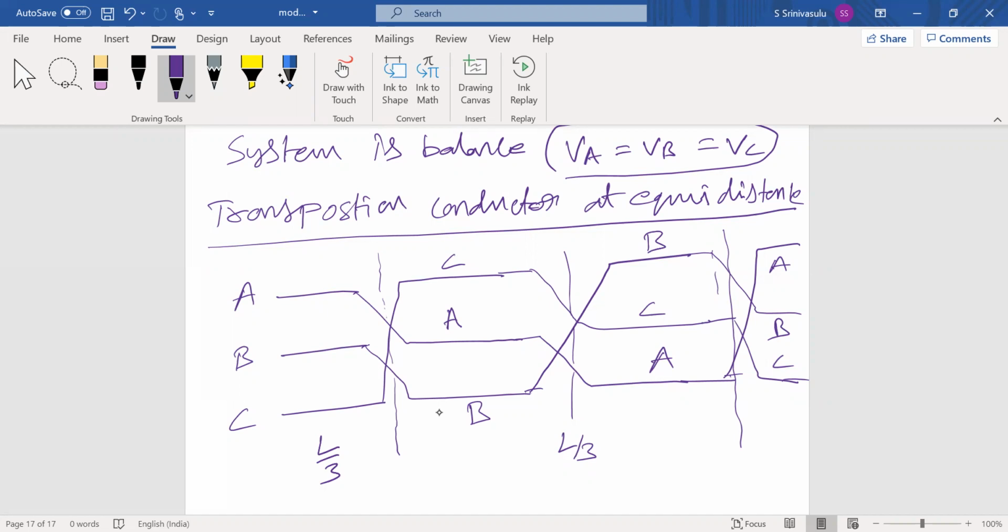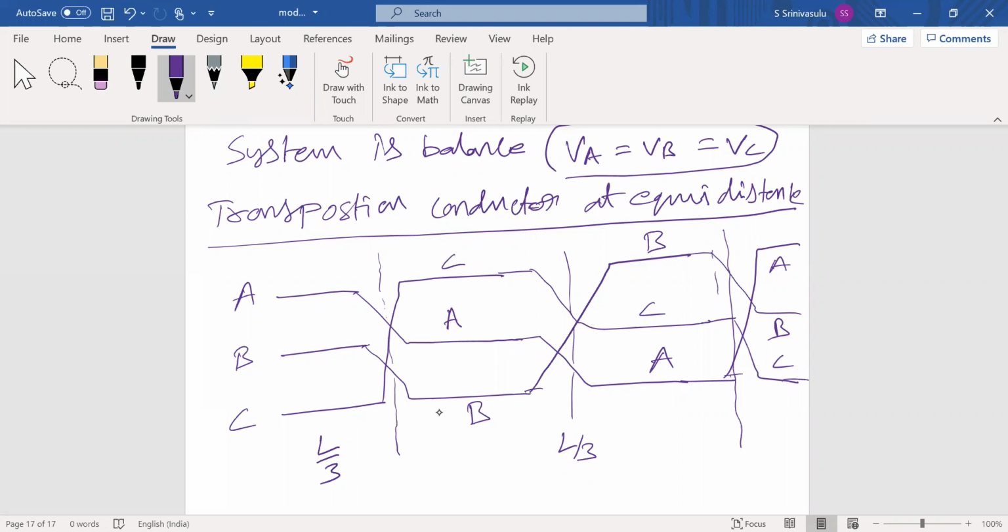In order to overcome that, what we have to do is transpose the transmission line regularly at equidistance. Suppose initially the A position, B position, C position: the B position will be occupied by the preceding phase, that is the A phase. The C position is occupied by the preceding phase, the B phase, and the A position is occupied by the preceding phase, the C phase. After that, again after L by 3 distance, the A position is occupied by the C phase, the B position by the A phase, and the C position by the B phase. Again, after L by 3 distance, we have to transpose like this.